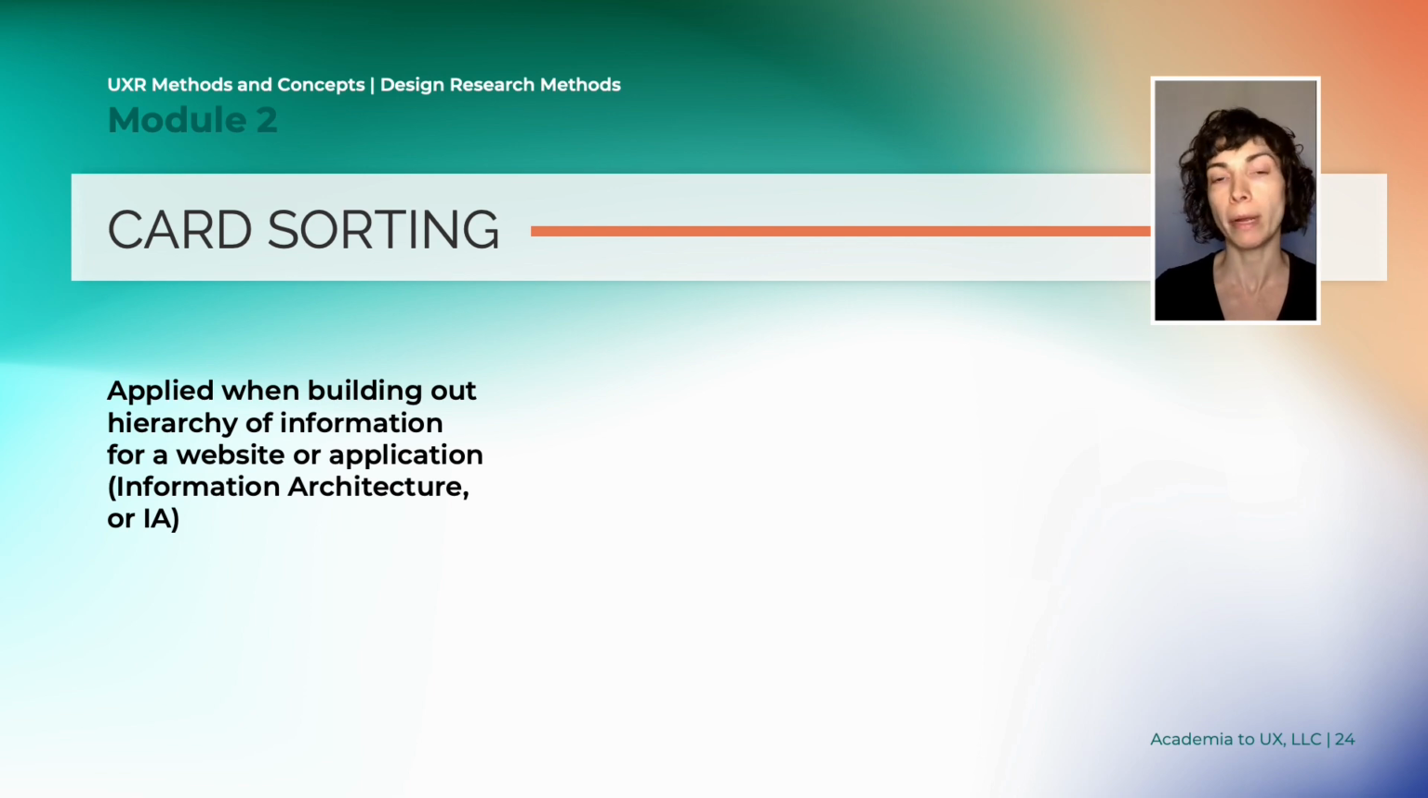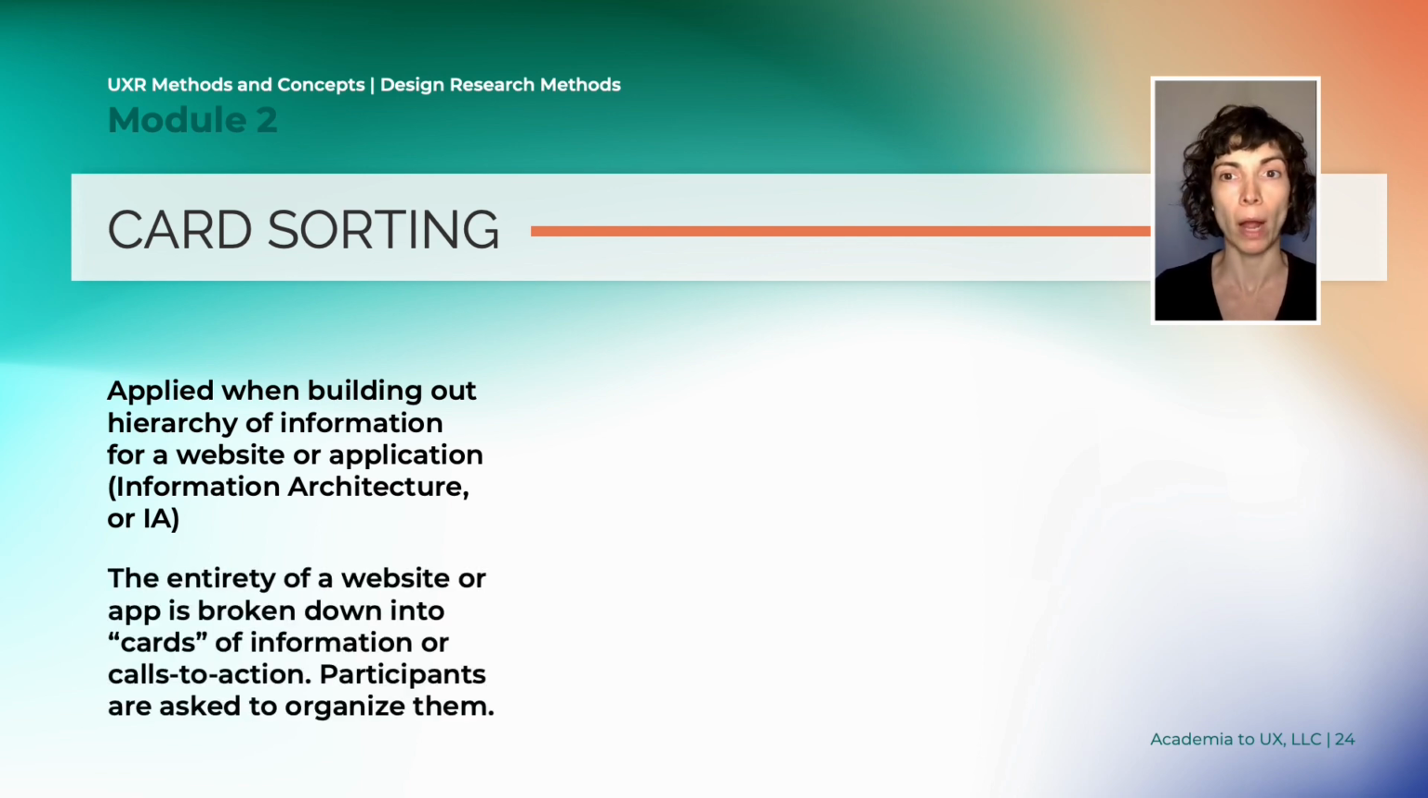The researcher will break down the entirety of a website or application to its incremental parts, building out conceptual or keyword cards. These might be physical cards or virtual cards, but they fundamentally look the same, where there is a term or a concept written out, one per card.